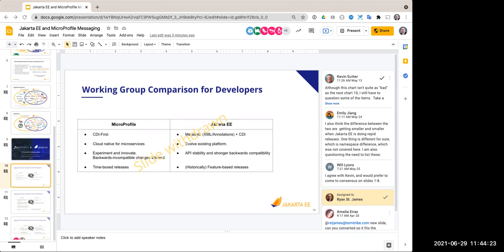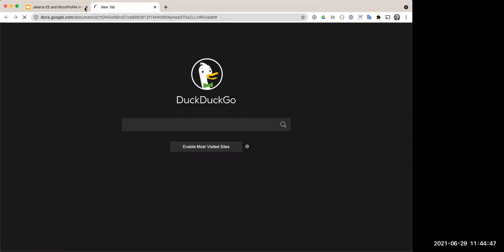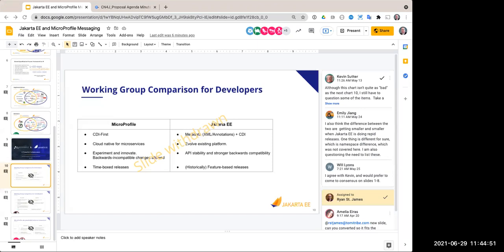No, I just want to offer a few alternative views of this. Most of you know I'm involved with both projects, and looking at this type of comparison, I find it counterproductive. I'll point out a couple of things. MicroProfile is said to be cloud native, but I think Jakarta EE can be cloud native as well. And the next bullet says MicroProfile experiments and innovates, but I think we innovate on the Jakarta EE side as well. It seems like we're setting up the two working groups to compete against each other for developers or contributors. And I thought the whole idea of the CN4J is to show that we work together. That's my concern with these types of charts.